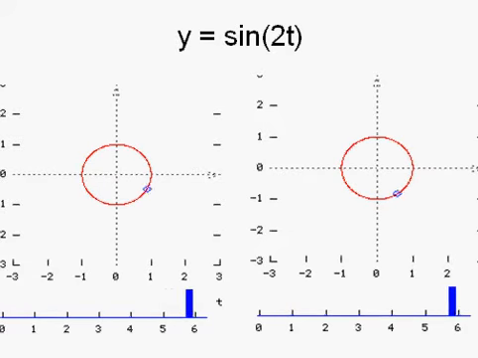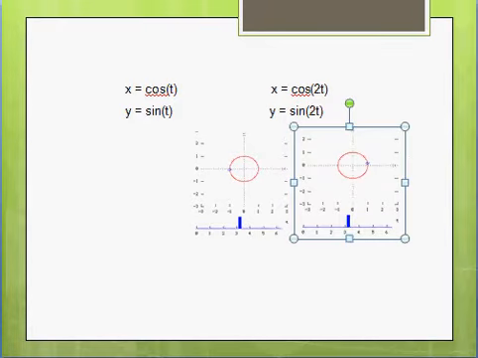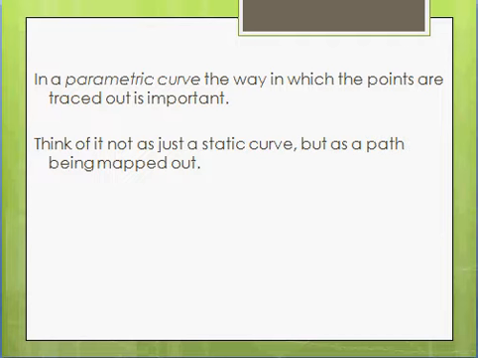So again, you can get the same curve with different parametric functions, but if you think of it as a path, the way it maps out the path is a little bit different on these two examples. So again, you can think of it as being a path mapped out, not just the graph itself.